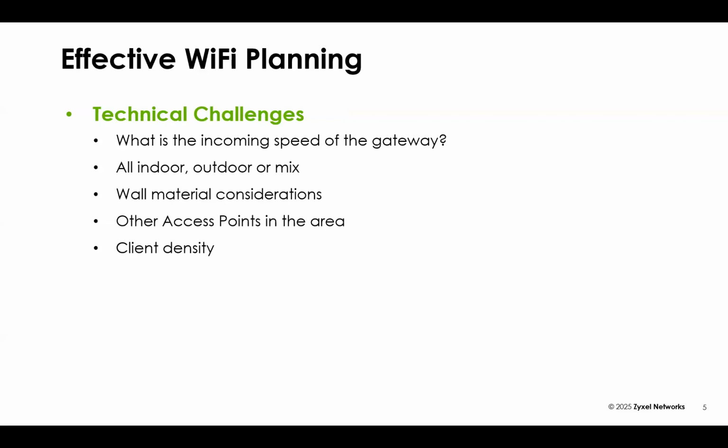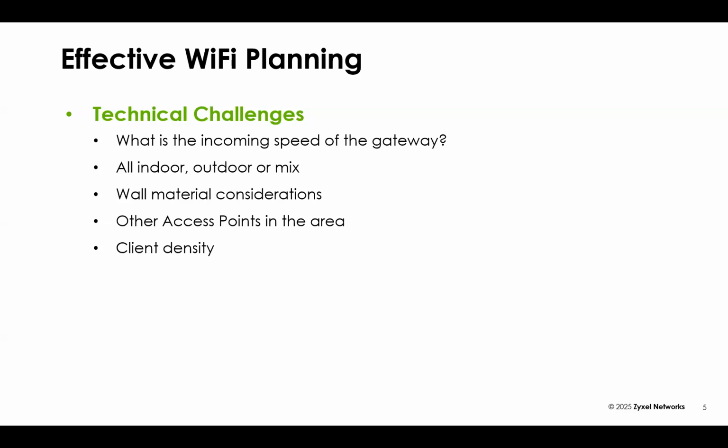Now let's talk about what technical challenges you have for Wi-Fi planning. What's going to be the incoming speed of your gateway? What is the ISP giving you in terms of your ISP throughput? That's going to really tell you what kind of access point you're going to need. So if you have a 1 gig pipeline coming in, you may not necessarily need a 2.5 gig AP, or an AP that's capable of those types of speeds, unless you're more concerned with your local traffic. Like if you have a server on the internal part of the network, and most of the traffic required is mostly internal, then you might want to start thinking about a 2.5 gig access point.